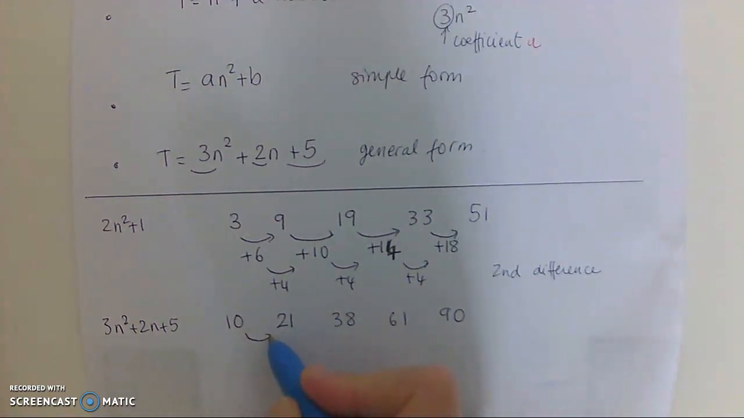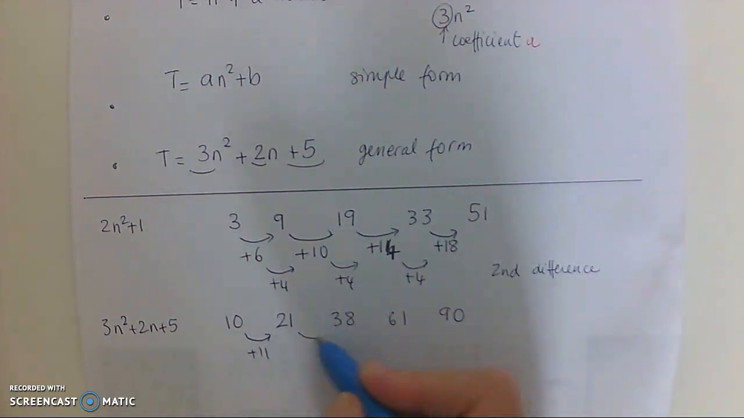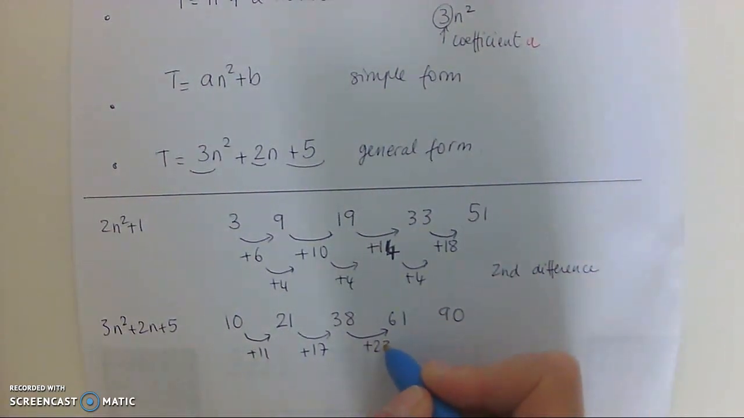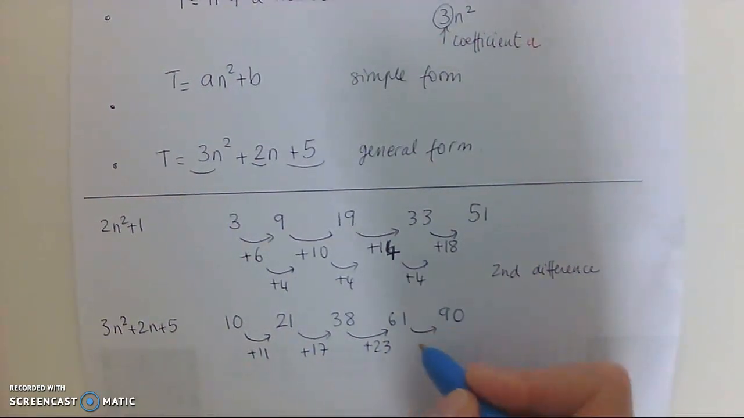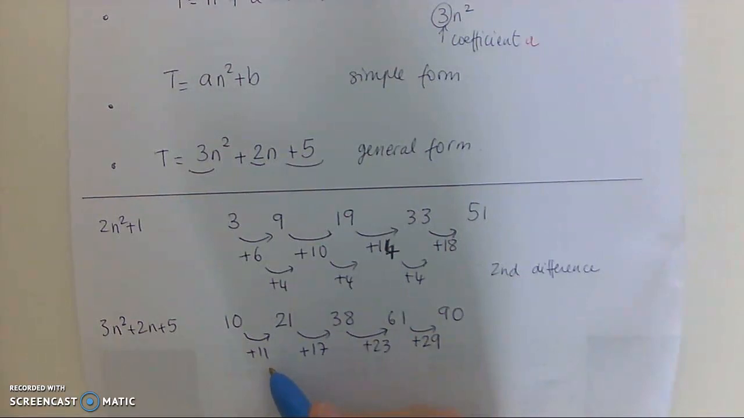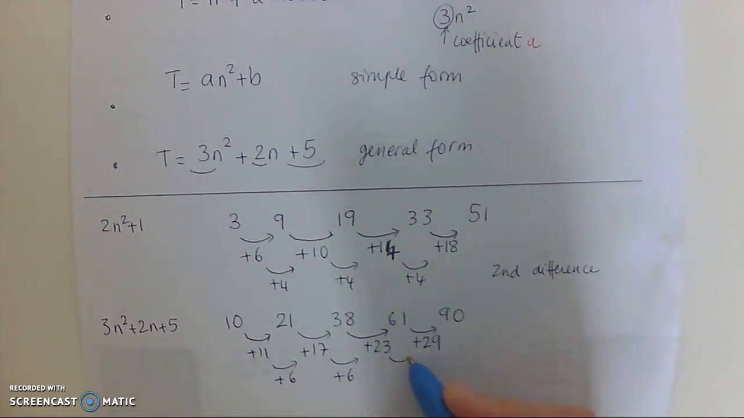Now if I look how I go from 10 to 21, I've added 11. From here to there I've added 17. From here to there I've added 23. And from here to there I've added 29. Now if I went one more, I suspect I would add what? Well, what is the pattern we're noticing on the second difference? We are adding 6 each time to the second difference.